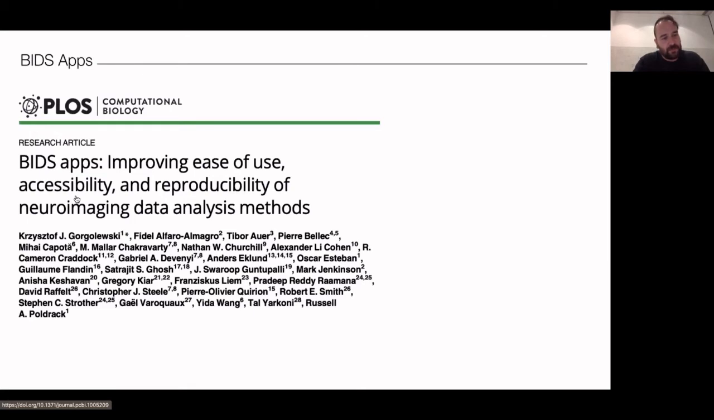This is a PLOS Computational Biology paper from Chris Gorgolewski introducing BIDS apps, and the philosophy behind them. There are many BIDS apps at this point for all sorts of different things. We're going to be focusing on two of them. But to understand what a BIDS app is about, right?